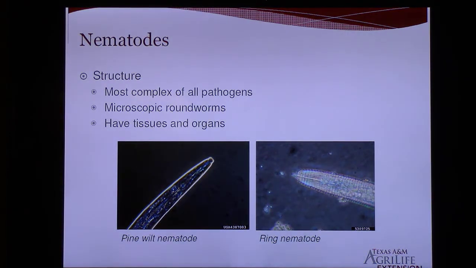Nematodes are probably our most complex plant pathogen. They're complex in that they are an actual animal. They are microscopic roundworms. They have tissues, they have organs. Unlike bacteria or even fungi, which are anywhere from single cells to a few cells, these nematodes are multicellular. They've got a complete body system with a reproductive system and a digestive system. They have tissues and organs.